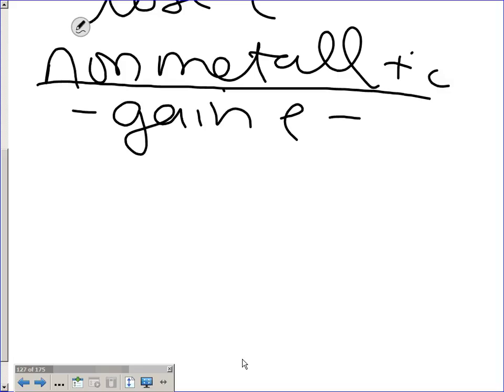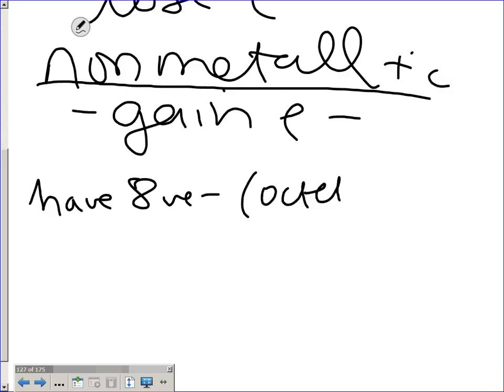Because it wants a full octet, remember? So it needs to have 8 valence electrons. VE is valence electrons, okay? It needs 8 valence electrons in its valence shell. Now, that is called octet, but we know that there's always exceptions to all the rules, right? So helium and hydrogen, they're teeny tiny. They cannot even accommodate octet, because how many electrons does helium have? How many? Look at helium. How many does it have?